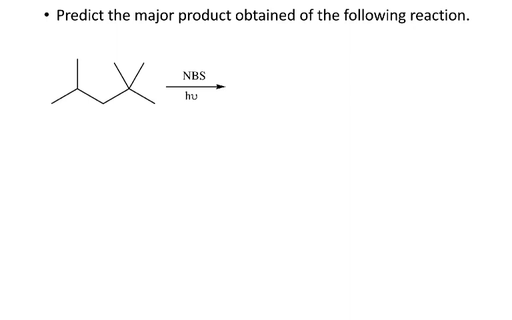And so the major product would be this, and we're not creating any chiral centers, because this carbon has two methyls coming off, and so this would be our major product.